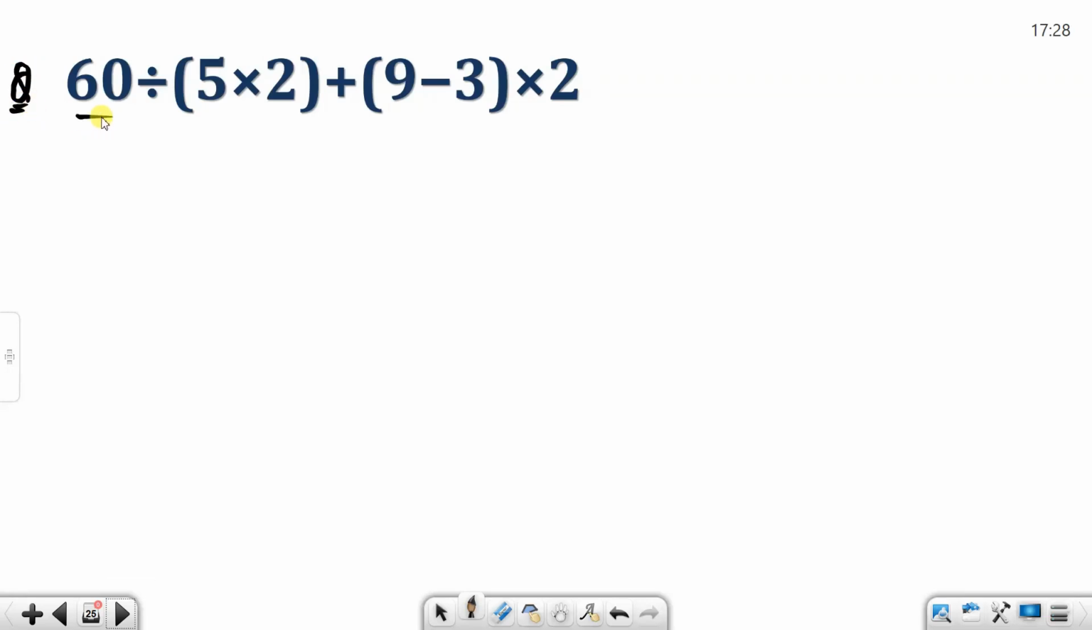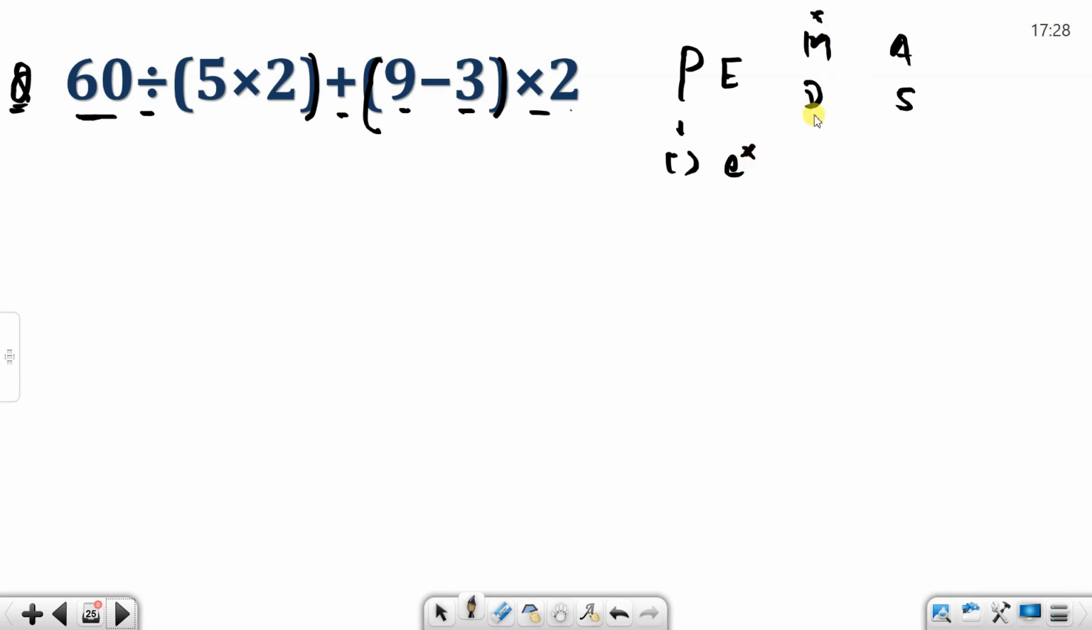The question is 60 divided by 5 times 2 inside brackets, plus, in brackets, 9 minus 3, times 2, according to the PEMDAS rule. P stands for parentheses, E for exponential, M for multiplication, D for division, A for addition, and S for subtraction. So we'll apply this from left to right.